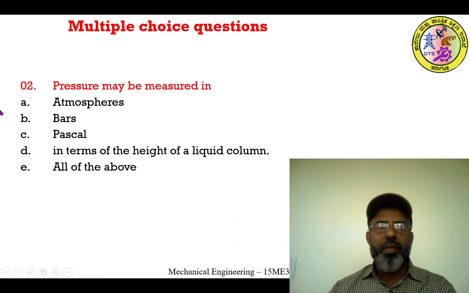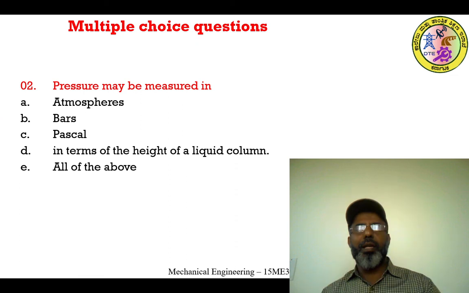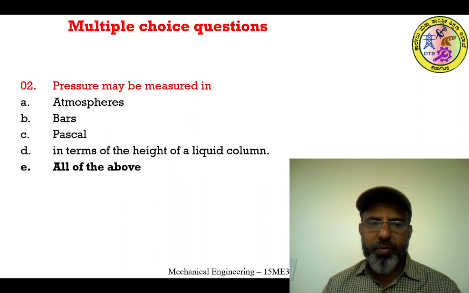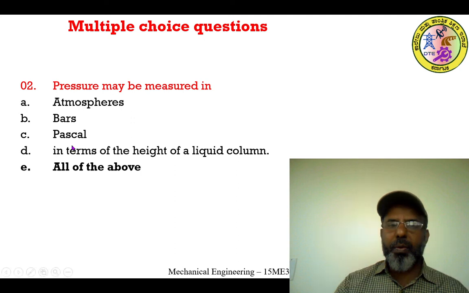Yes, depending upon the different context, pressure may have different units. Therefore, the correct answer is all of the above. It can be given either in atmospheres, or bars, or pascals, or in terms of height of the liquid column. Therefore, the correct answer is option E, that is all of the above.